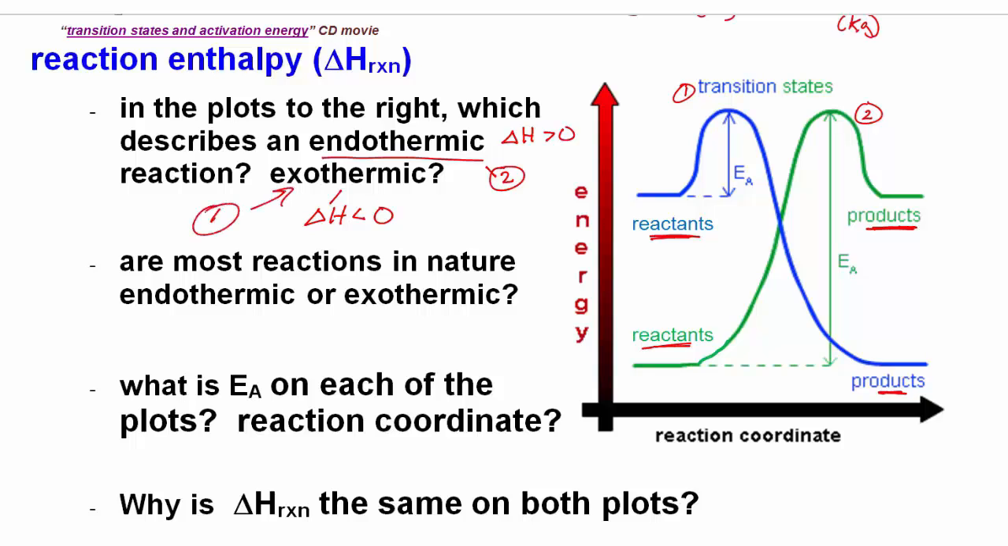Are most reactions in nature endothermic or exothermic? Later, we'll talk about entropy. And entropy is the reason why most reactions in nature that are spontaneous are exothermic. And we'll talk about that later. What is EA on each of these plots? EA is the energy of activation.